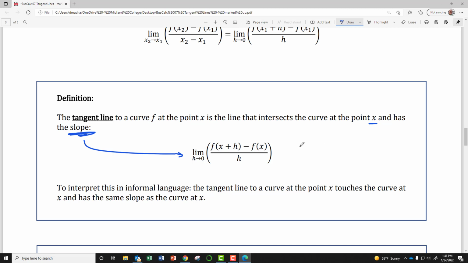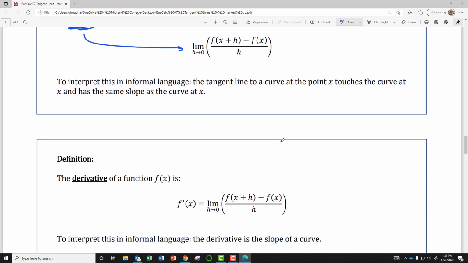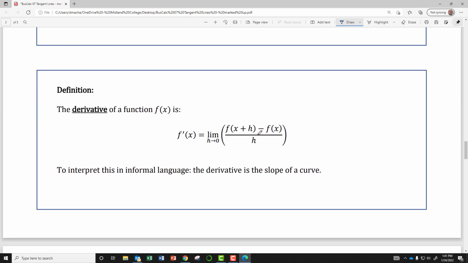Now, we usually only use the word slope for lines, but if you want to stretch the definition of the word a little bit and generalize it, you might be able to say in informal language that the tangent line to a curve at a point touches the curve at that point and has the same slope as the curve at that point. But again, you kind of have to extend the definition of slope to curves, if you know what I mean. So the steeper the curve is, the steeper the slope of the tangent line.